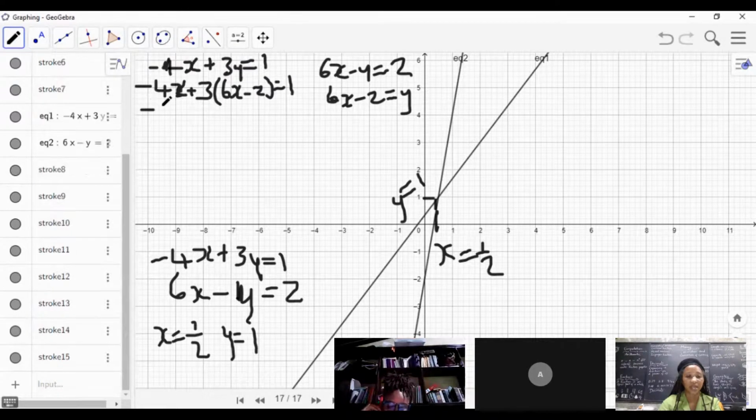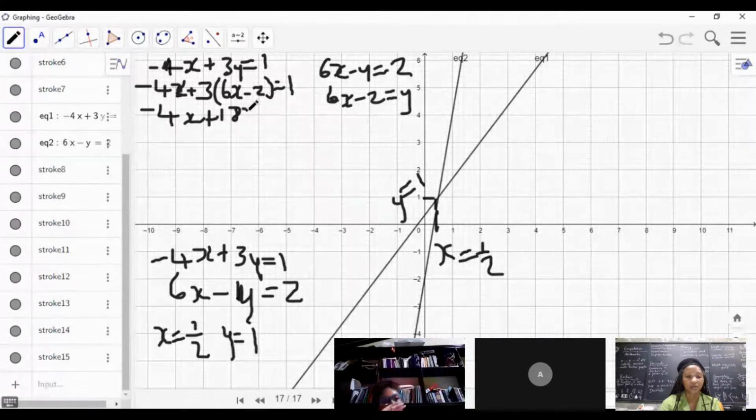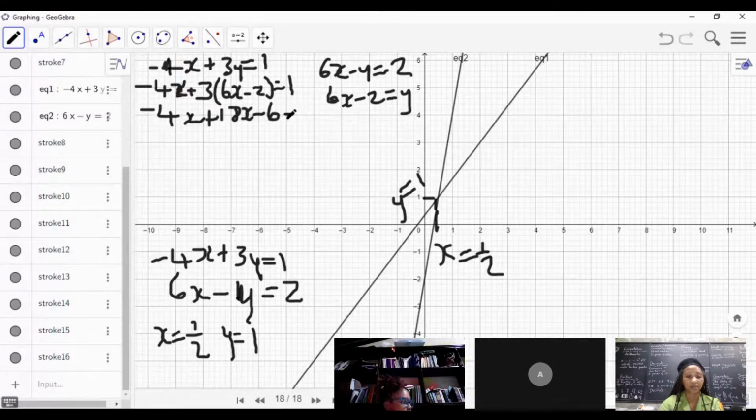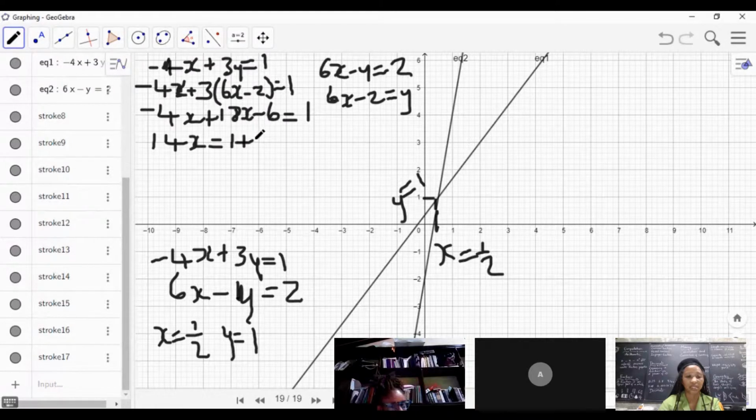So -4x, and 3 times 6x is 18x. 3 times -2 is -6. -4x plus 18x is what? 14x. 14x is equal to 1 plus 6. 14x is equal to 7. So x is 7 over 14, which is a half.